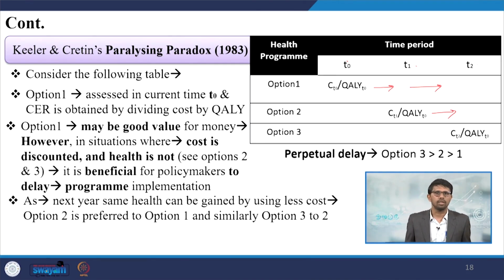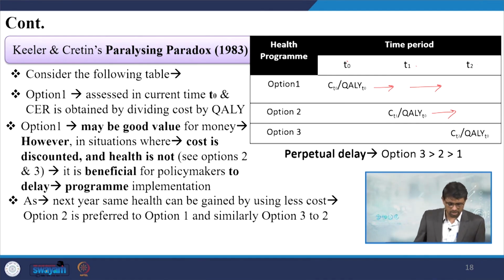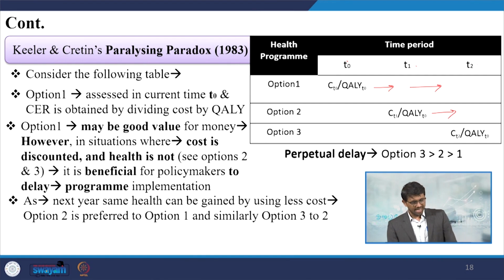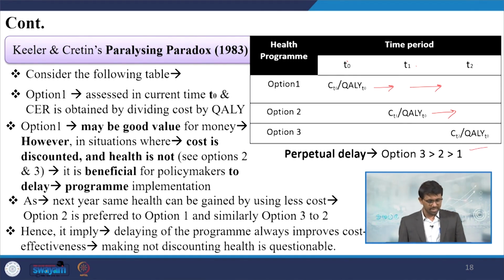As I already mentioned, given that cost is discounted but health is not, it is beneficial for the policymakers to delay if the benefit is not discounted. Hence, it has implications for program implementation. Next year the same health can be gained using less cost. So, option 2 is preferred to option 1, and similarly option 3 is preferred to option 2. Hence it implies that delaying of the program always improves cost effectiveness. So not discounting health is questionable.